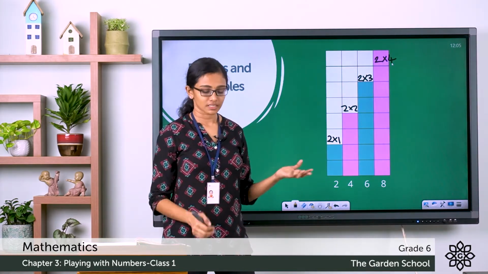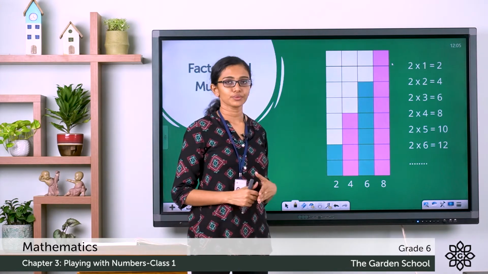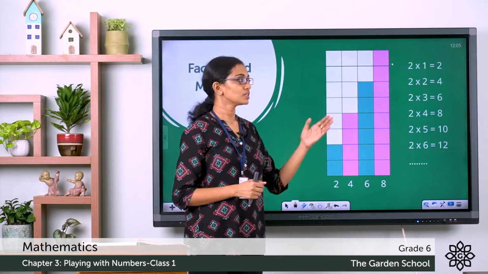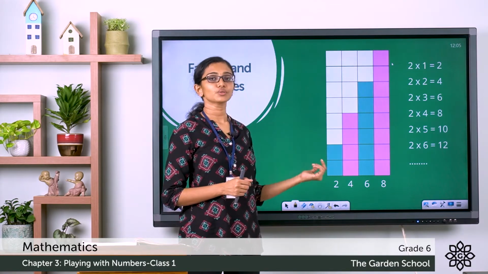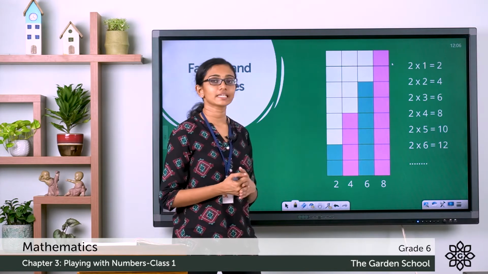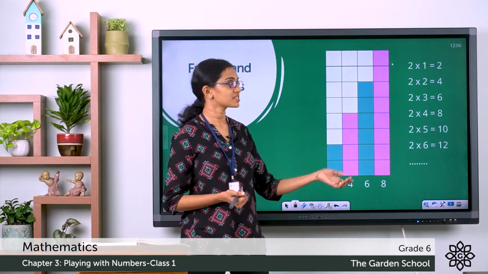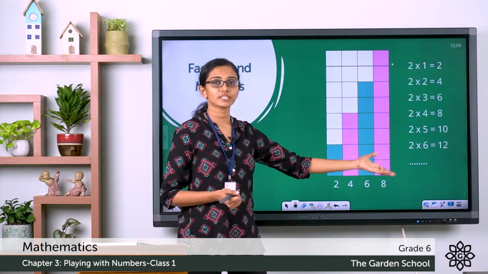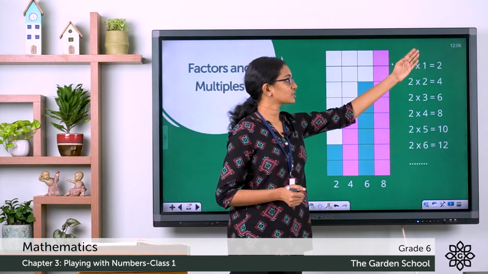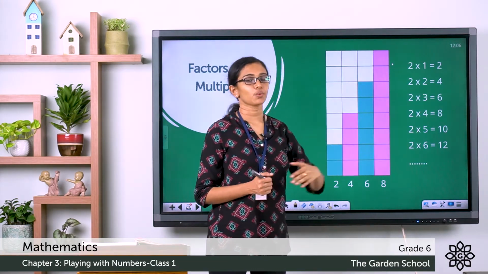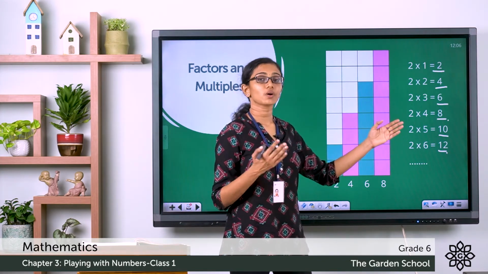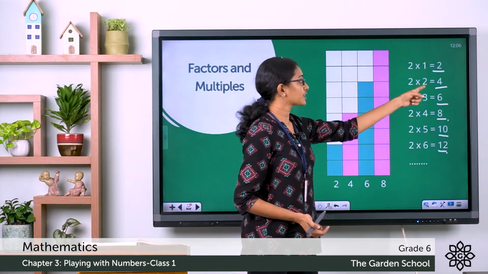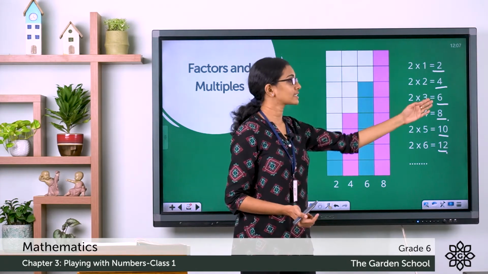So I can express this like 2 ones are 2, 2 twos are 4, 2 threes are 6, 2 fours are 8, 2 fives are 10, 2 sixes are 12 and so on. So here the number 2 is getting multiplied by numbers such as 1, 2, 3, 4 etc. to get products such as 2, 4, 6, 8 and so on. So these products are multiples of 2 and these are also multiples of the numbers that you are multiplying 2 by to get these products.